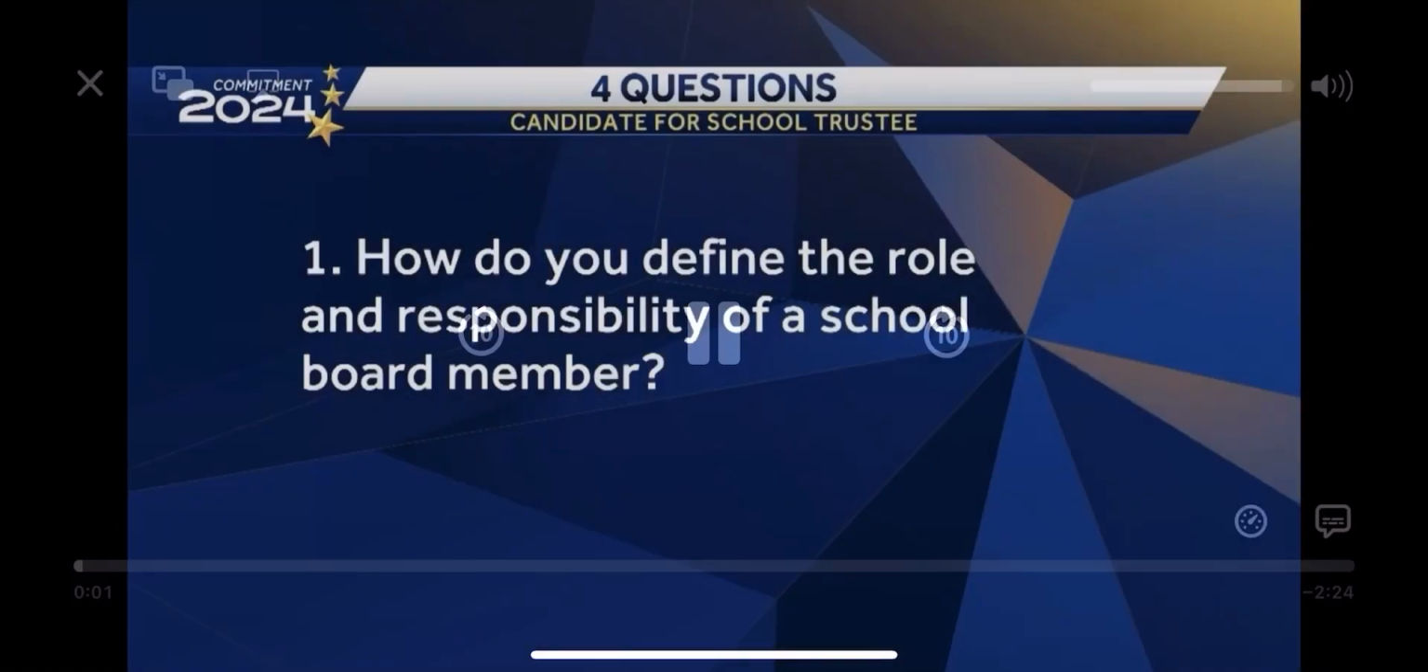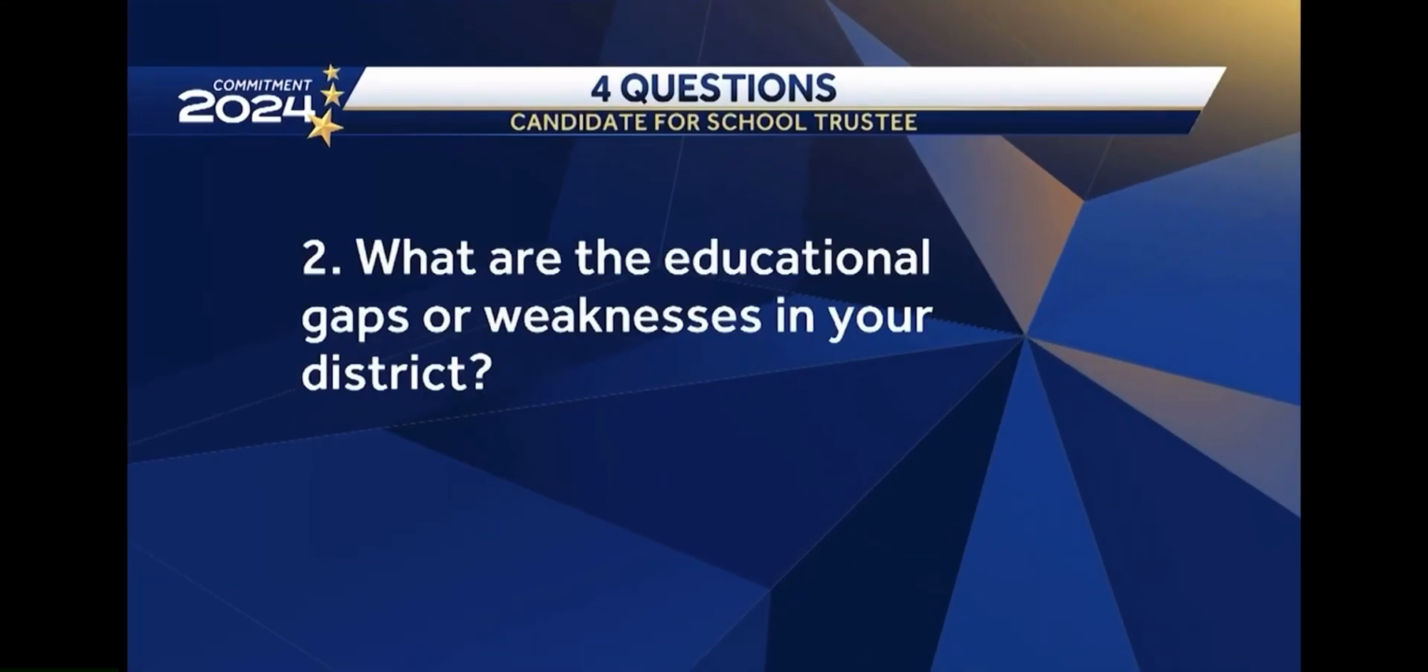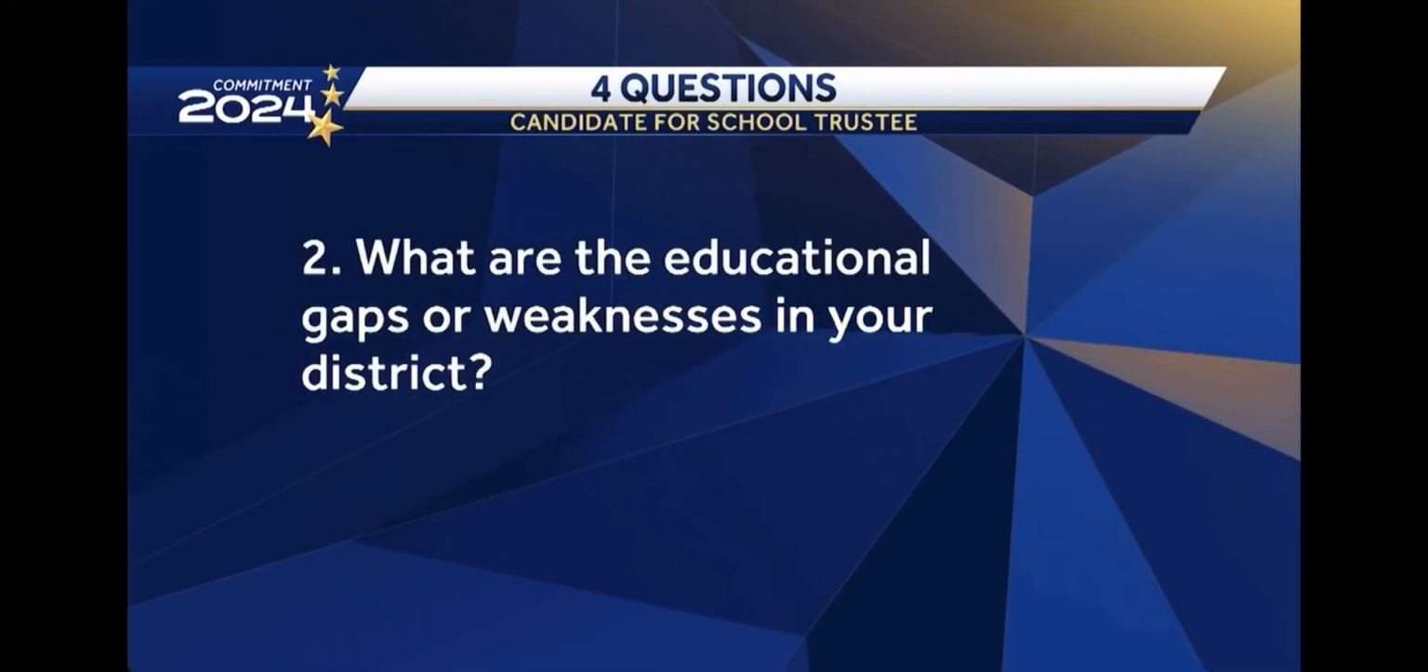How do you define the role and responsibility of a school board member? I think the roles of a school board member are really broken down to just a few categories. You have policy making, you have executive authority for us to hire and fire the superintendent, you have financial oversight, long-term planning, but priority number one is providing a safe learning environment to provide equitable education for all of our students.